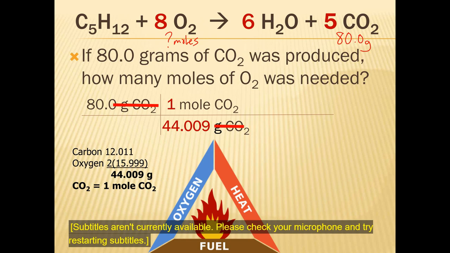Okay? Now, once I've got there, then I can use the balanced equation, and I can use this 8 and this 5. What's going to go on the bottom? That's 5, good, because I want to get rid of CO2, so I'm going to put the 5 moles of CO2 on the bottom. That will cancel out, and then I'll put my 8 moles of oxygen on the top. You see how this works?